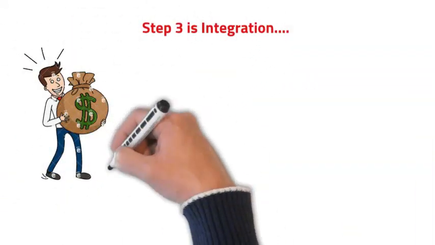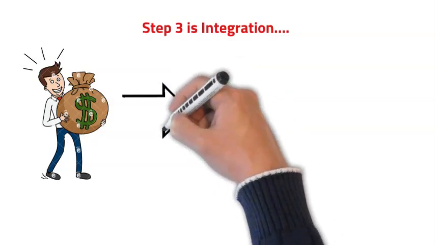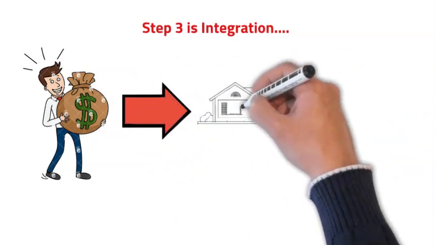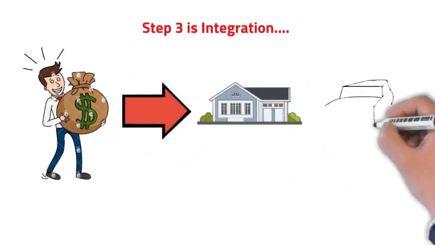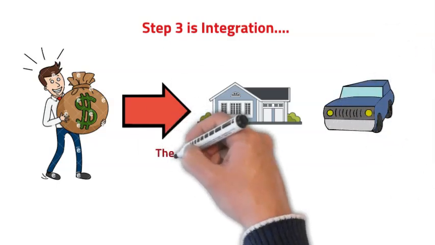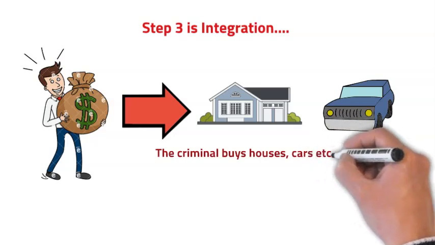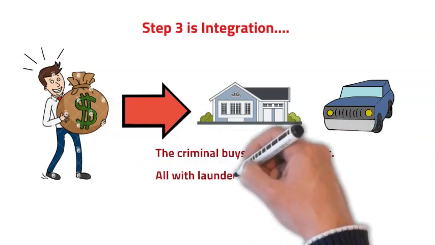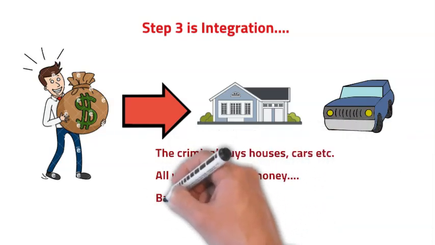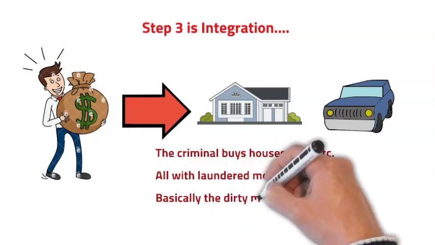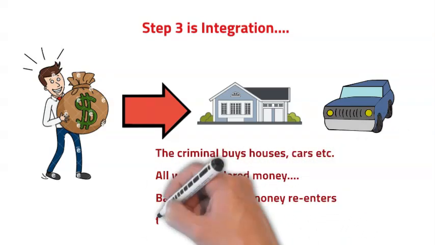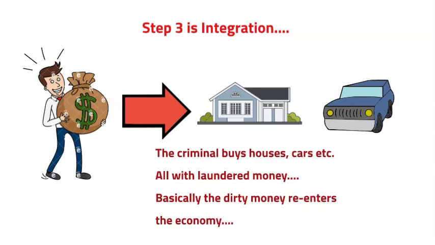Step 3 is integration. Now, let's not forget money laundering is a criminal offense. So with integration, the criminal buys houses, cars, etc., all with laundered money. Basically, the dirty money re-enters the economy as clean money.